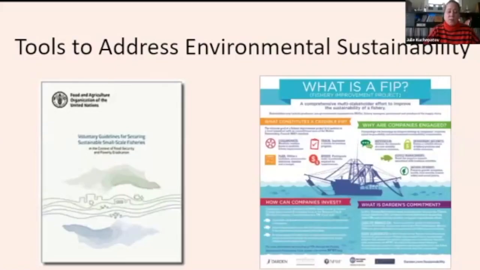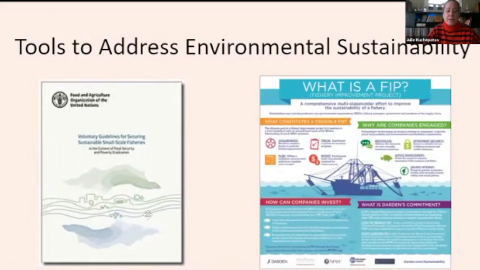We'll talk a little more about this, but FIPs are an interesting tool when you're not quite ready for certification but you want to have market access. Like I mentioned before, major seafood buyers in North America specifically have made public commitments to certifications and ratings, and they also make commitments to FIPs. But it has to have all those criteria, otherwise they won't buy it from you.